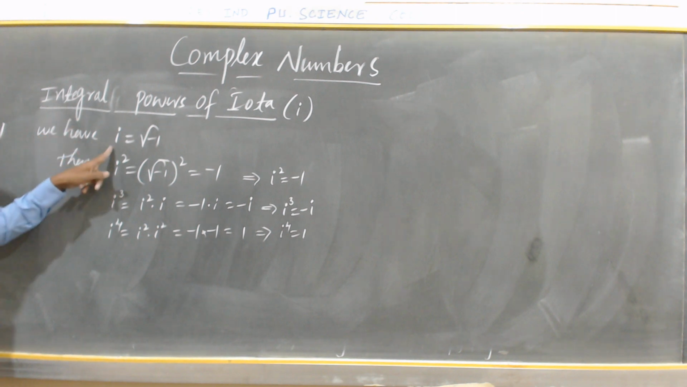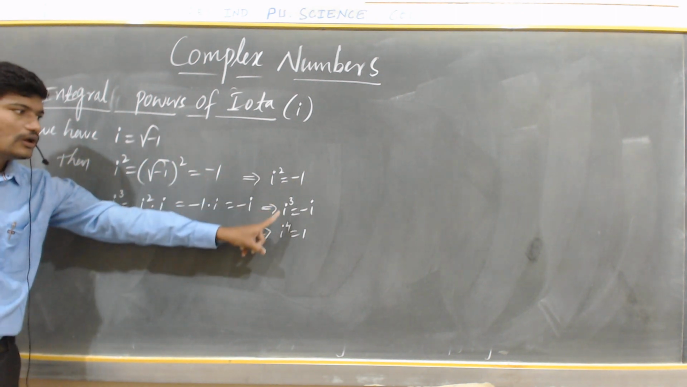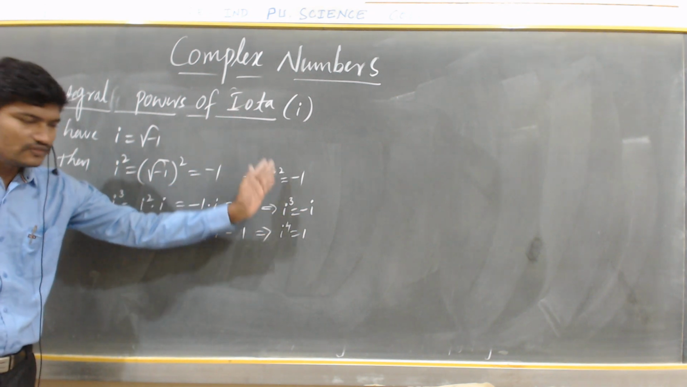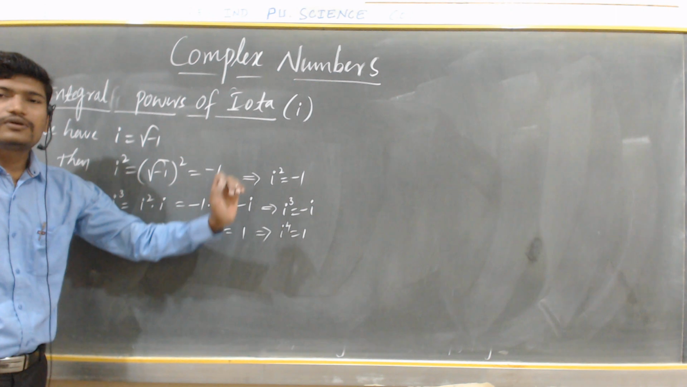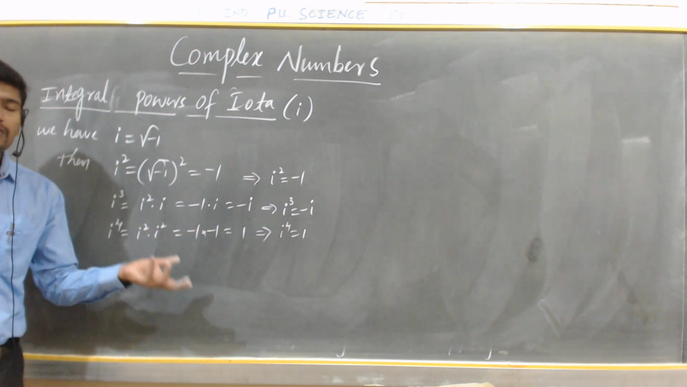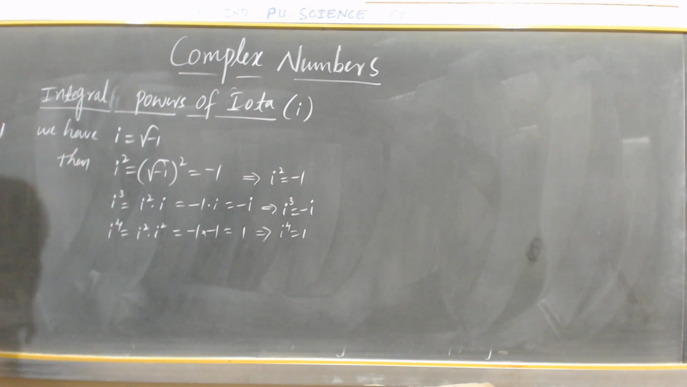So I value is square root of minus 1, I square value is minus 1, I cube value is minus I, I to the power of 4 value is 1. If you perfect these 4 values, you can solve any type of higher powers.